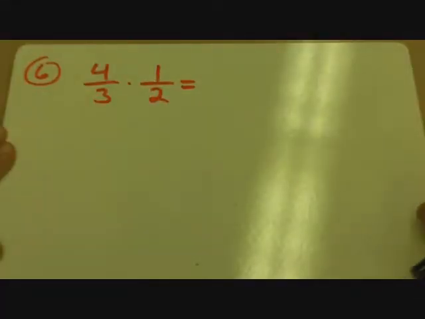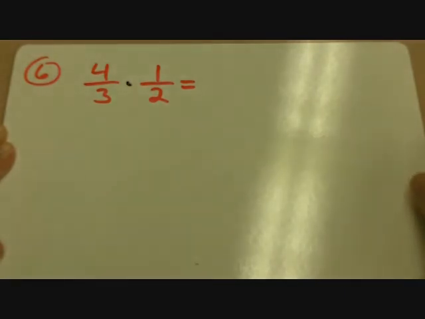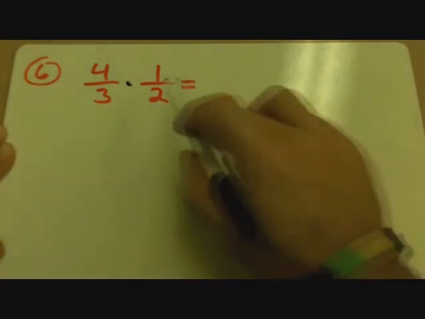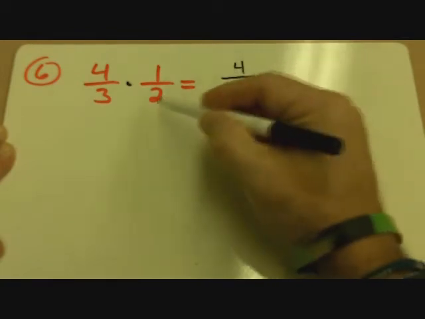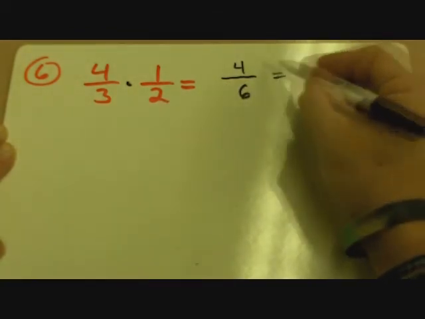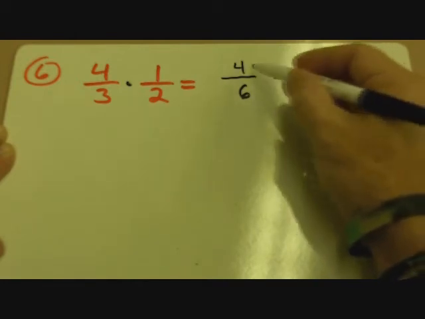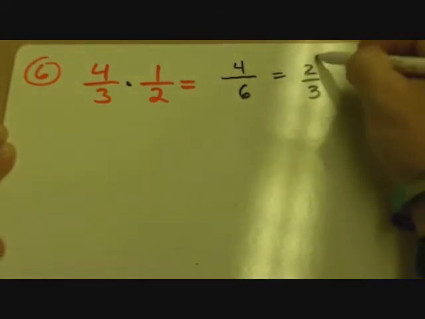Good news for number 6, you'll see that now we are multiplying. When you are multiplying, you do not care what the denominators are. You don't have to get a least common denominator. You can simply multiply across the top and multiply across the bottom, and at the end of the problem you might have to reduce by a common factor, in this case 2, and you can get 2/3.